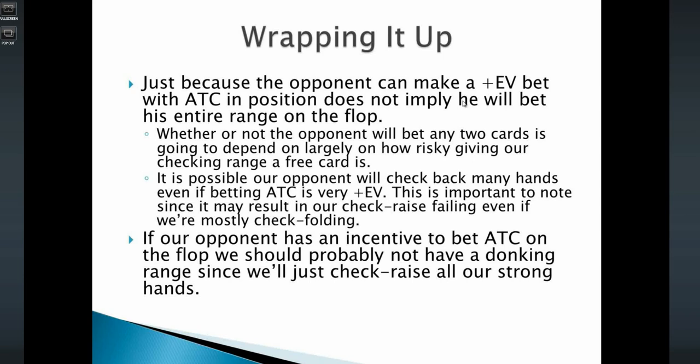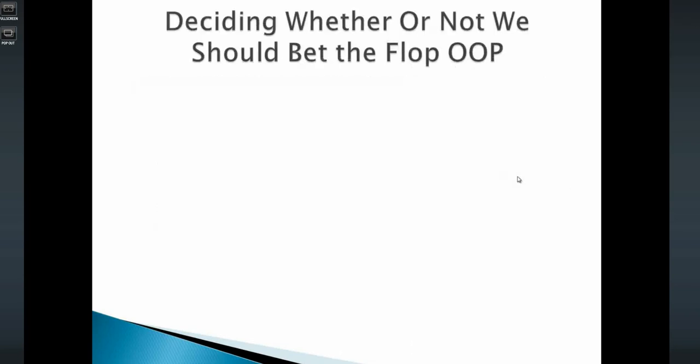Or if our range is very weak and vulnerable, we might want to check call and delay the check raise to a later street. So it is important to think about whether or not your opponent should bet any 2 cards, because if he should, you should not be donk betting. Deciding whether or not we should bet the flop out of position.